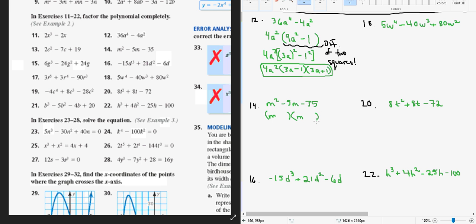So I'm thinking 5 and 7, 5 and -7, -7 and +5, but those are not going to combine to give me that -5m. So I've got to try something else. Let's think of some other possibilities.